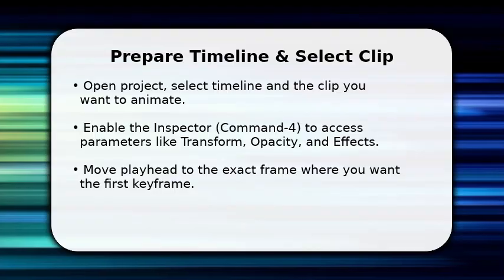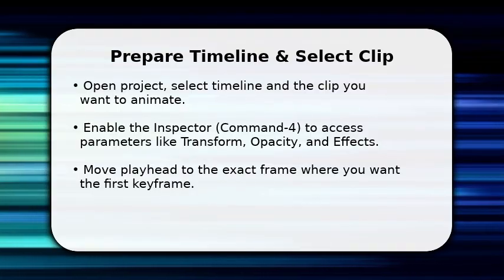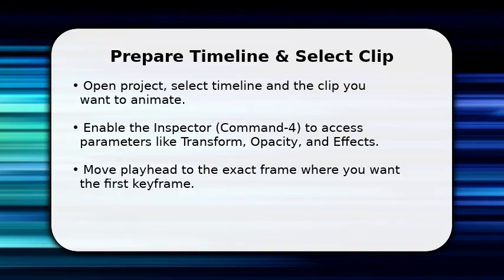You're ready to add motion. Start by selecting the clip and moving the playhead to the exact frame you want your first keyframe. Open the inspector so you can see transform, opacity, or any effect controls. This is where Final Cut stores keyframe options.